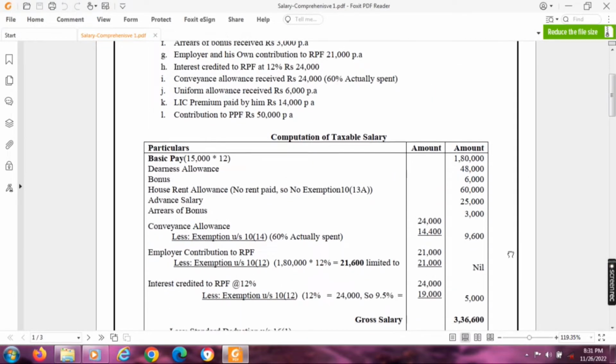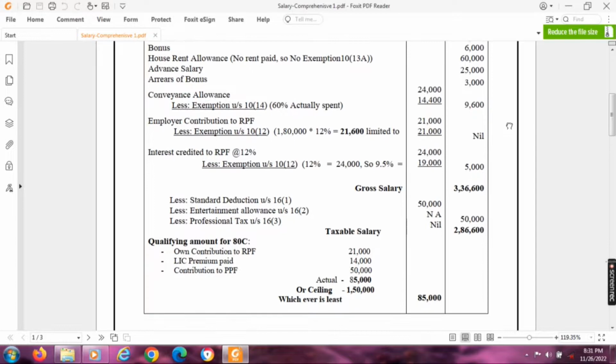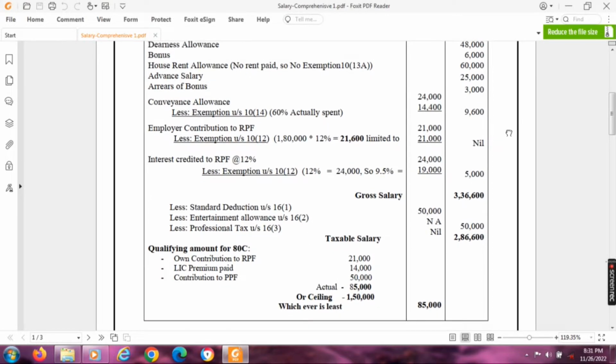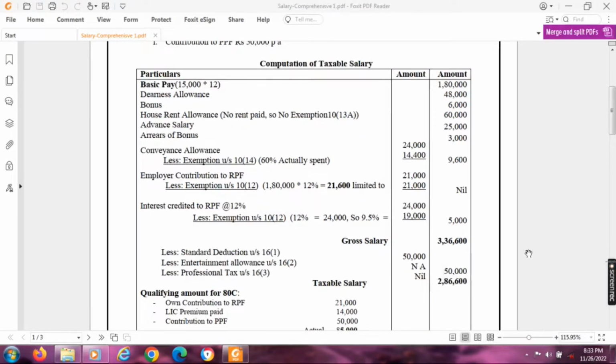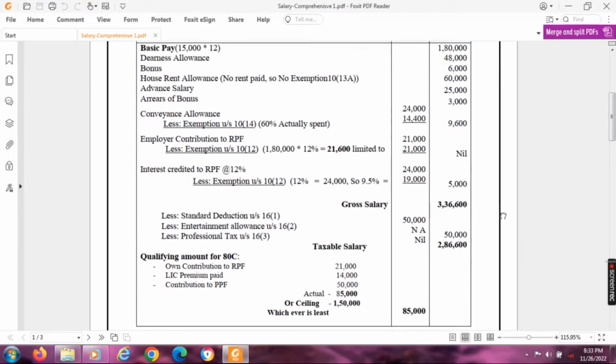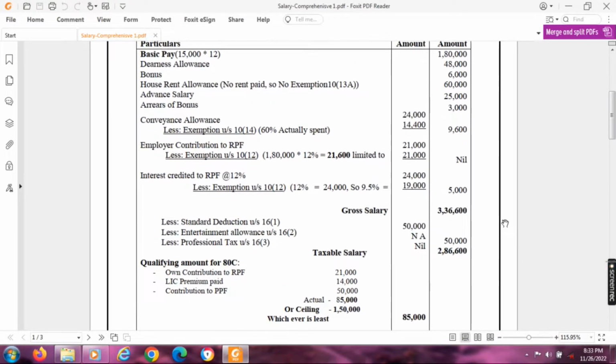Now we shall go for employer contribution to RPF. Actual amount is 21,000, but we can claim exemption up to 12% of salary. Salary means basic plus DA plus commission. In this problem, we got only basic pay. So 1,80,000 into 12% amounts to 21,600. But actual employer contribution is only 21,000. So this 21,600 limited to the 21,000. So taxable portion will be nil.